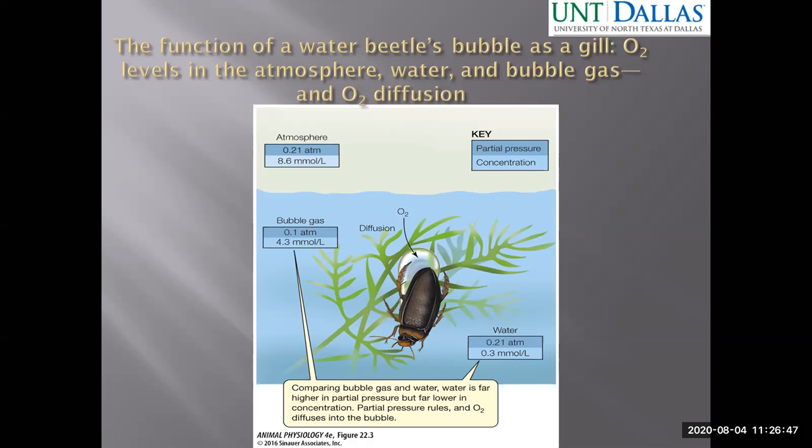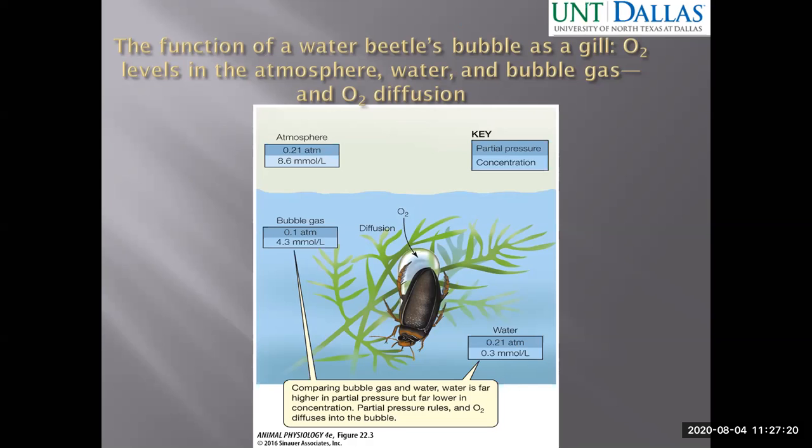You can see in this figure that the partial pressure of oxygen in this beetle's bubble gas will be about 0.1 atmospheres. The beetle bubble, in other words, will act as a gill. This is true even though the concentration of oxygen in the beetle's bubble gas is about 4.3 millimoles per liter, which is far higher than the concentration in the water, that's 0.3 millimoles per liter.